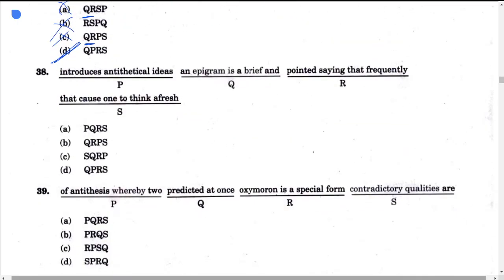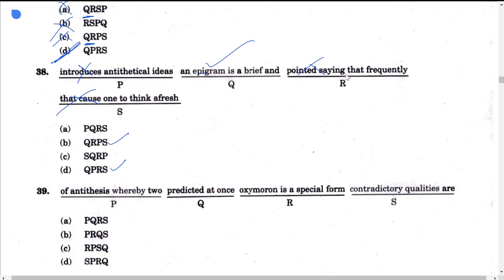Next, introduces, a verb, cannot be used in the beginning. We have to check for the noun. An epigram, noun. Okay, pointed saying, a verb, cannot be used. That cause, again, a relative pronoun, cannot be used. So the sentence must start with Q. With Q we have two, QR or QP. An epigram is a brief and, a dash. An epigram is a brief pointed saying. Brief introduces. Which one can be used?